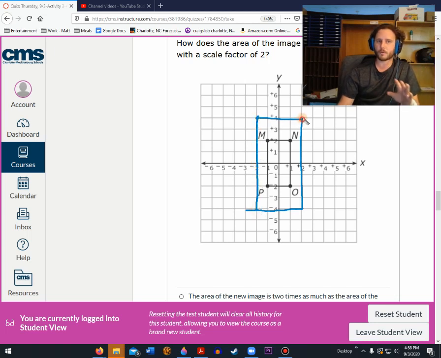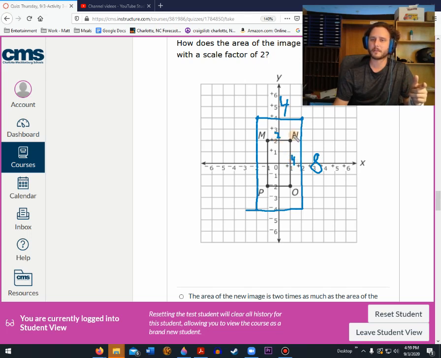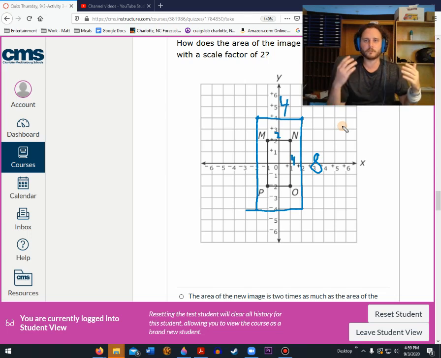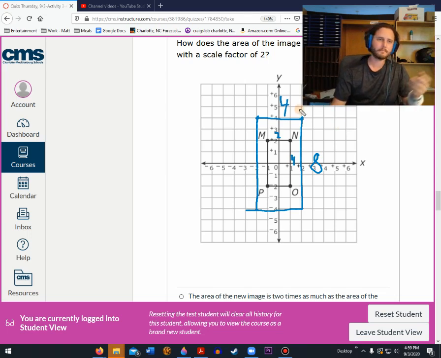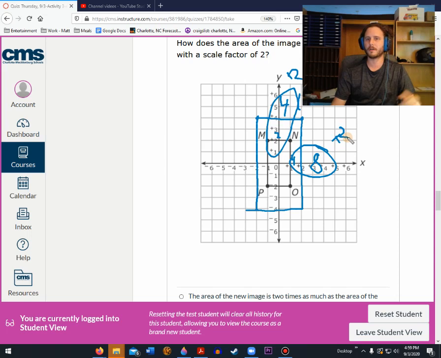These would be my new coordinates, and this would be my new shape. The base of this shape is going to be 4, and the height of this shape is going to be 8. Whereas the original had a base of 2, and it had a height of 4. 2 times 4 is 8. 4 times 8, that's 32. It actually quadrupled. The reason being, you doubled the base, and you doubled the height. That's the same as doing times 2 times 2.